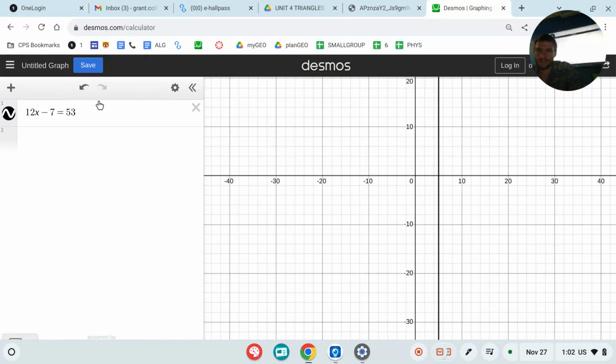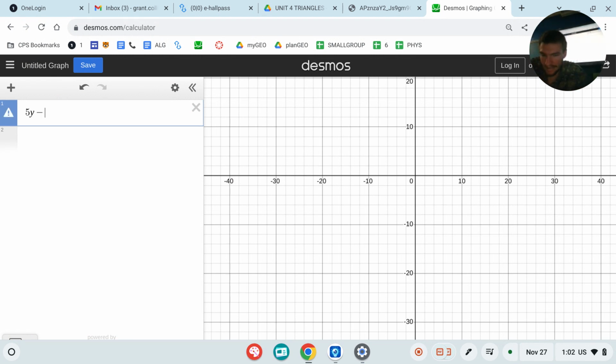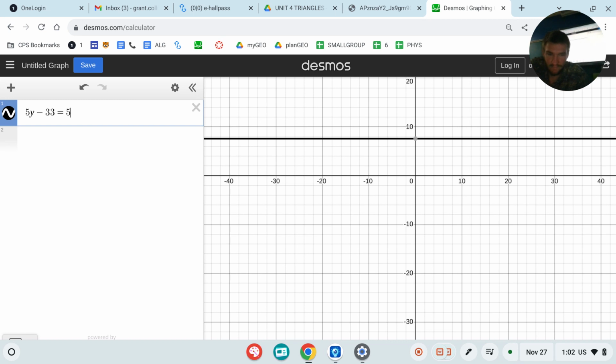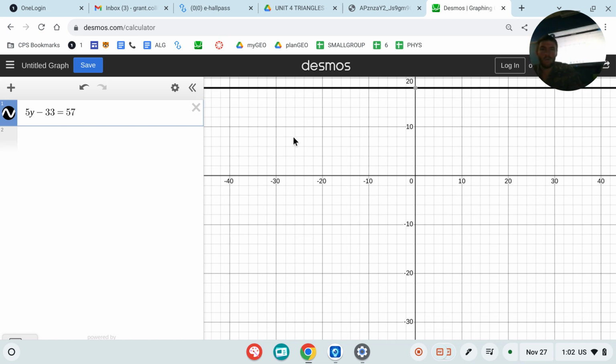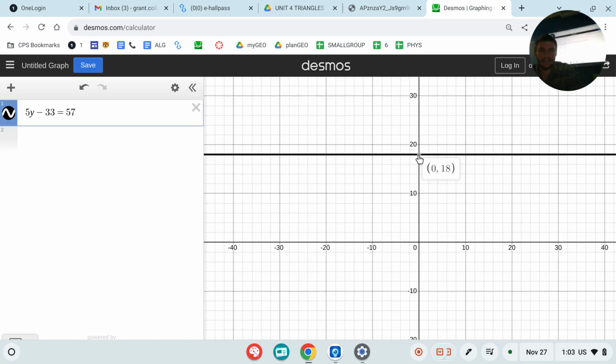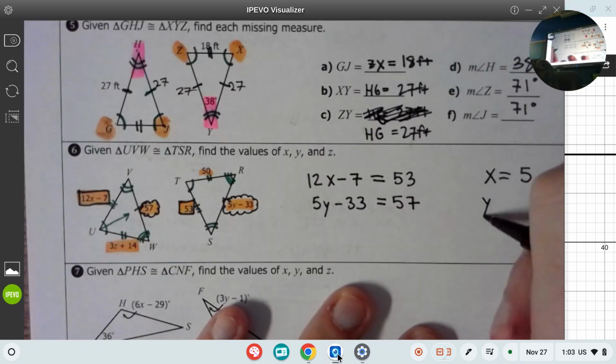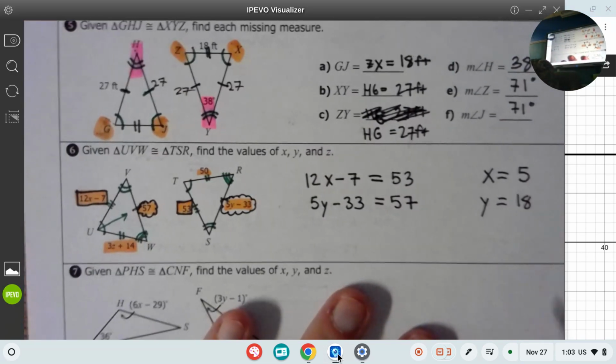Go to Desmos. 5y minus 33 equals 57. That's a y, that's why it's a horizontal line, and there we go, 18. Y equals 18.